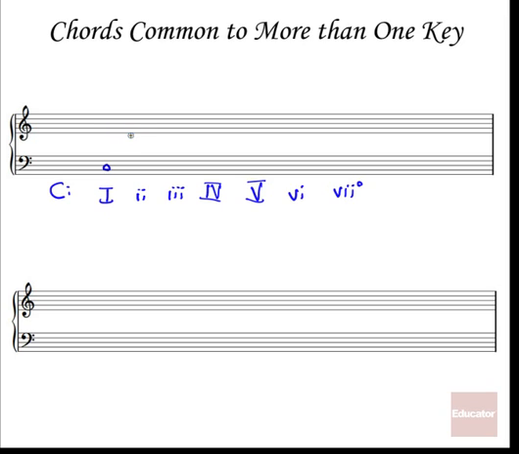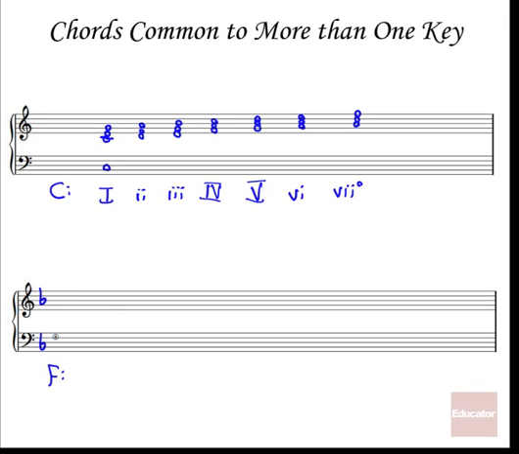So let's see. I'm just going to write them up here. C, E, G, D, F, A, E, G, B, F, A, C, G, B, D, A, C, E, and B, D, F. And so now we're going to look at another key. Let's take one of the closely related keys. So let's look at F major down here.